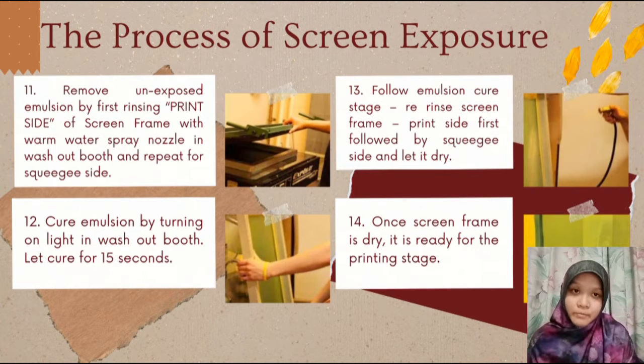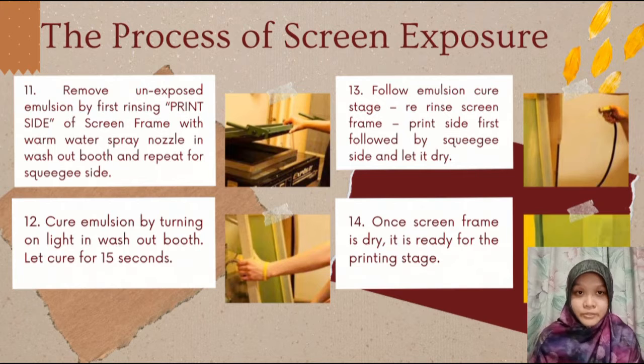Then, we need to remove unexposed emulsion by first rinsing the printing side of the screen frame with warm water using the spray nozzle in the wash up booth, and repeat for the squeegee side. Next, we need to cure the emulsion by turning on the light in the wash up booth. Let it cure for 15 seconds only.